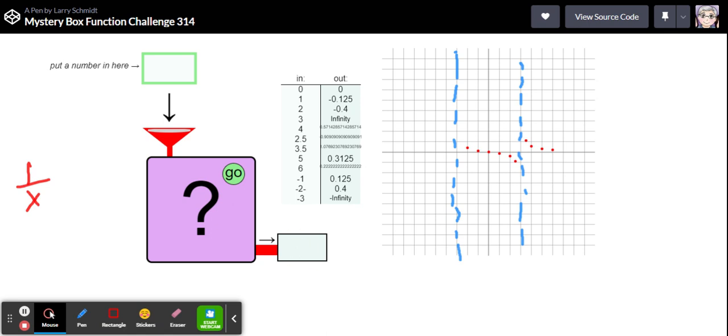Let's do a -4 and a -5. So I think on the left it's going to approach the x-axis as an asymptote there. Let's do a -3.5. Right, and it's beginning to shoot down towards negative infinity there. And how about a -2.5?